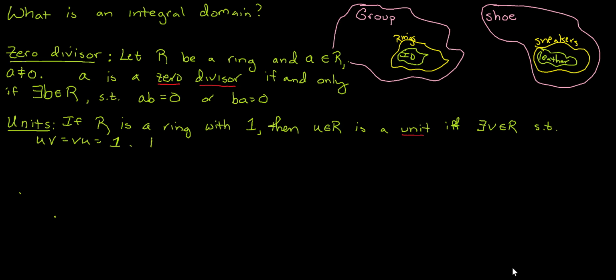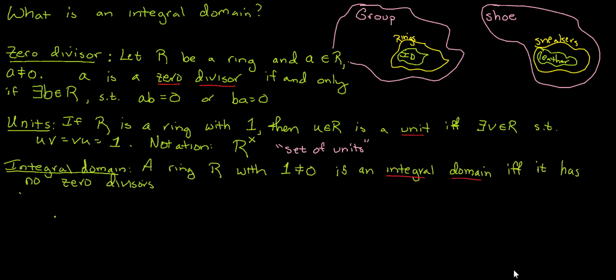So the notation for the set of units looks like R with a little multiplication symbol. So this is the set of units in R. So it's a set of elements that have multiplicative inverses. So what I'd like to do is define what we mean by an integral domain and then go through and look at a few examples.